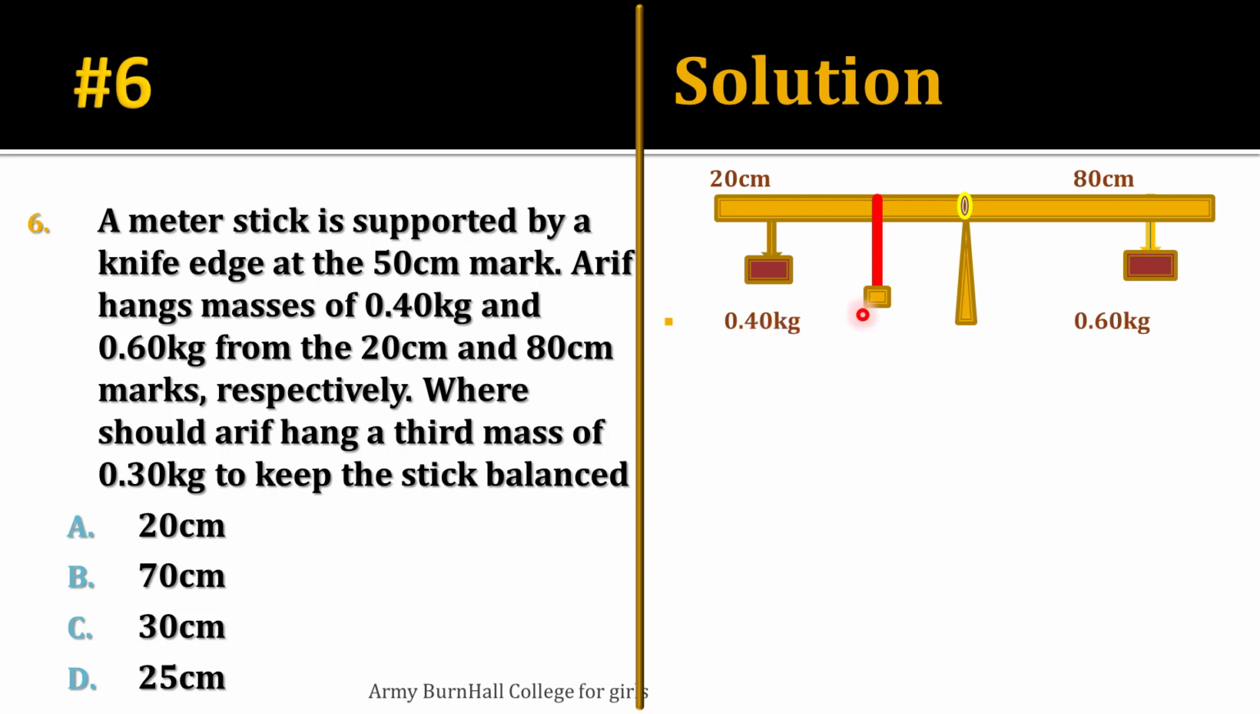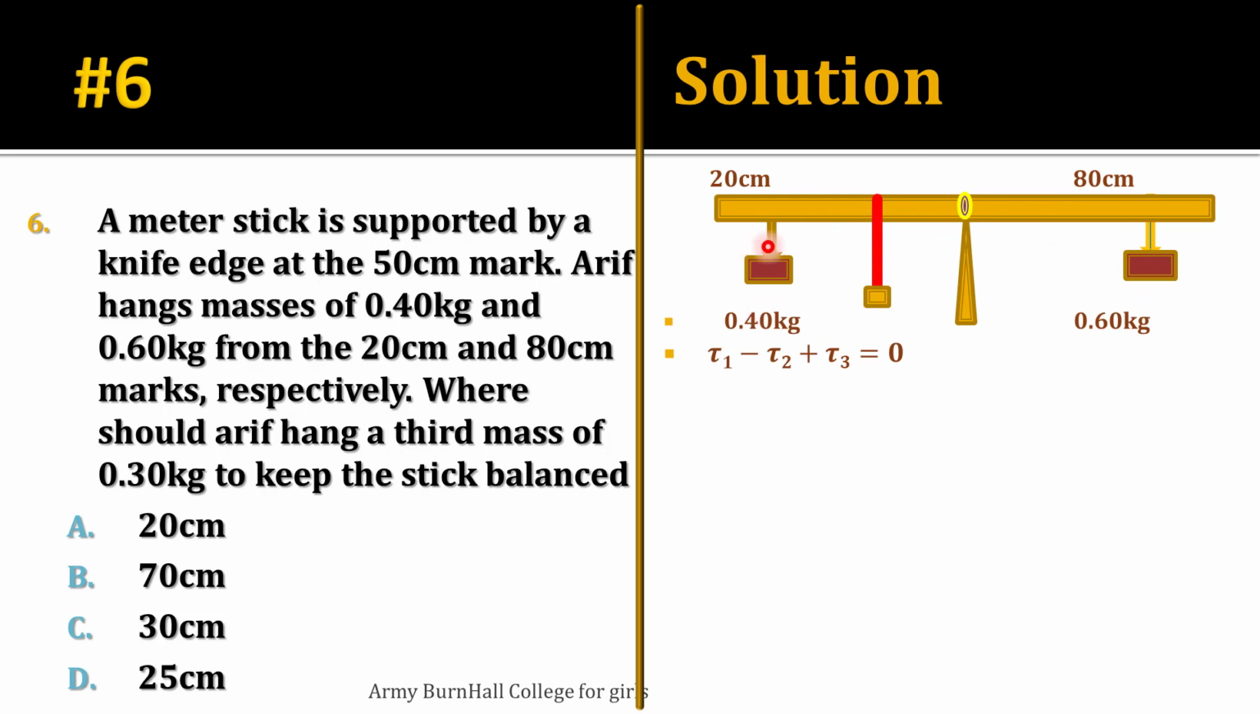So the third mass which we are going to hang should be on the side of this lighter mass. That's why we are roughly placing this mass here. We don't know the exact mark on the meter rod, but we are going to hang it on this side. Here we will use the second condition of equilibrium. Let's say this is the first mass, this is the second mass, and this is the third, unknown mass.